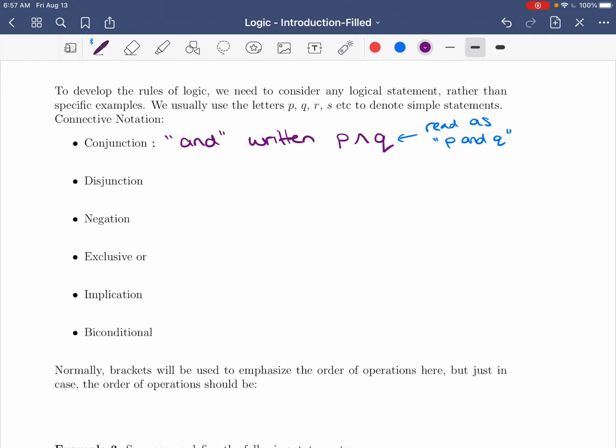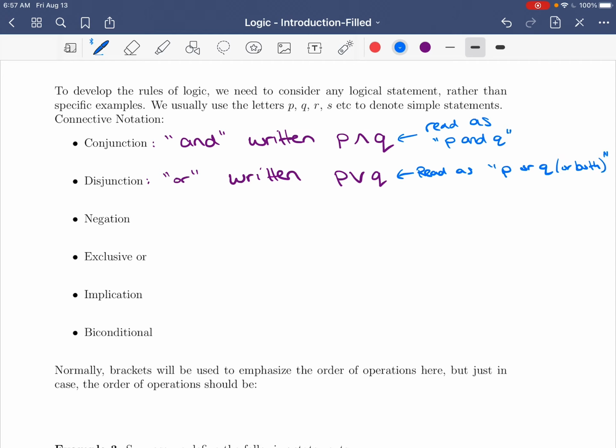The disjunction is like the or. It's written with a V. So you don't want to use V or U probably for your letters. This is why P and Q are more common. We read it as P or Q. And I should add in brackets here, or both.